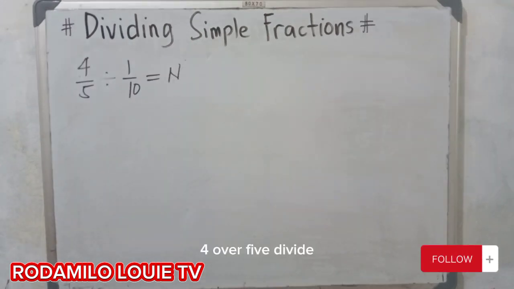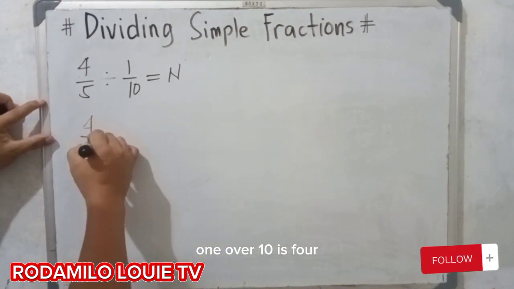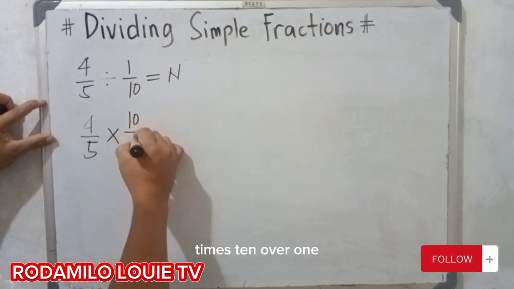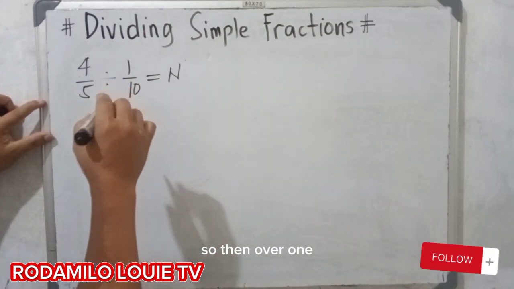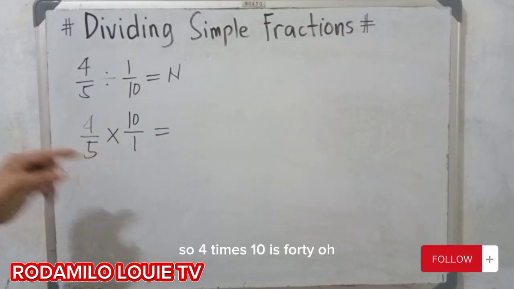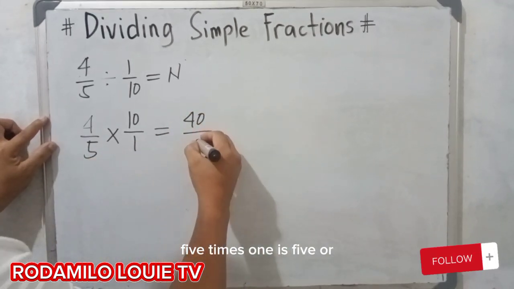Okay, ito i-divide ang 4/5 divide 1/10 is equal to n. So saan mo na ito pag-divide? So atong pangitaw ng reciprocal sa atong divisor na 1/10. So mahimo na siyang 4/5 times 10/1. So mo na hitabo, mo na reciprocal sa atong divisor 10/1 na. So proceed ta sa atong pag-divide. So 4 times 10 is 40. 5 times 1 is 5.